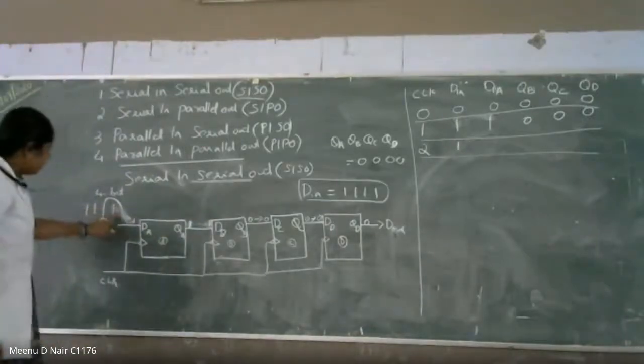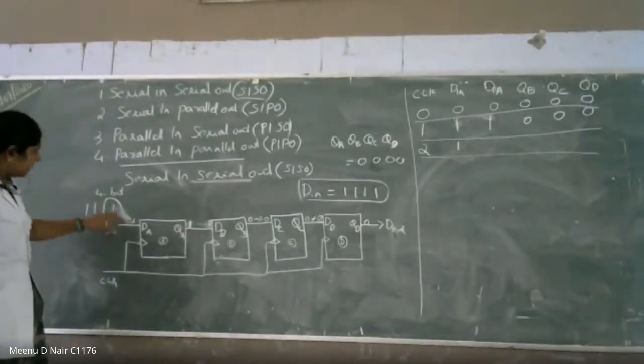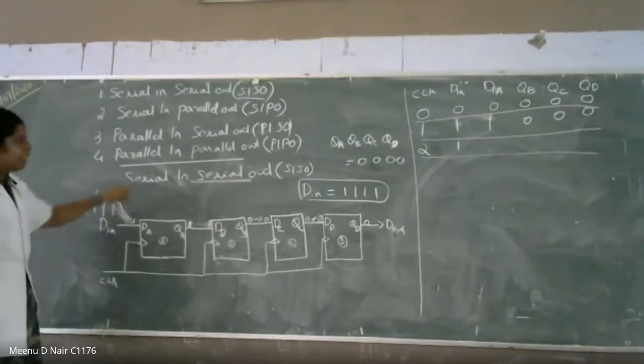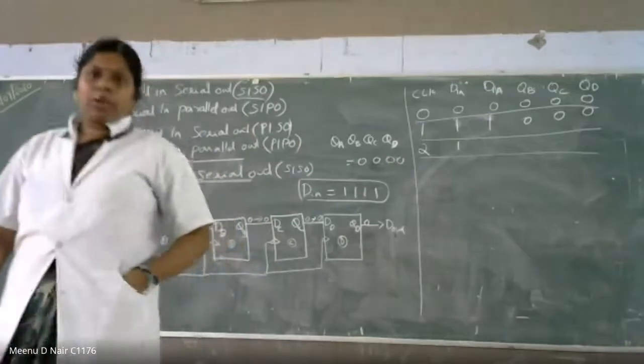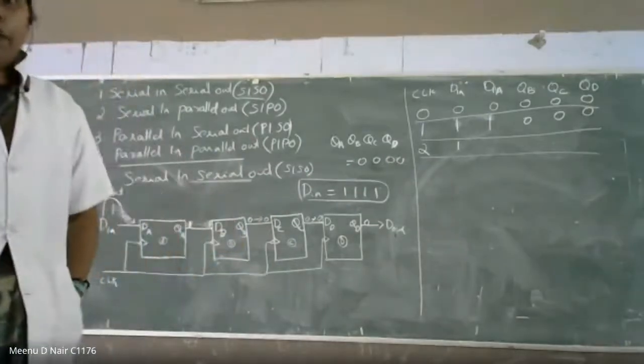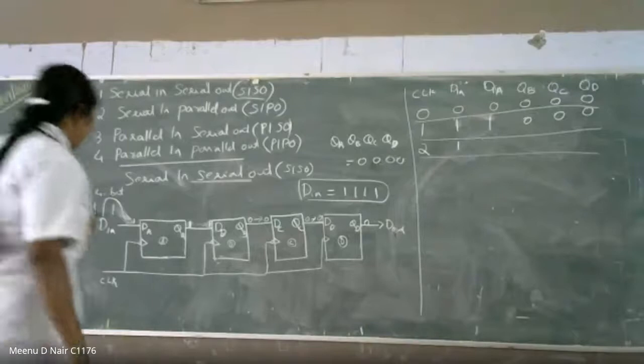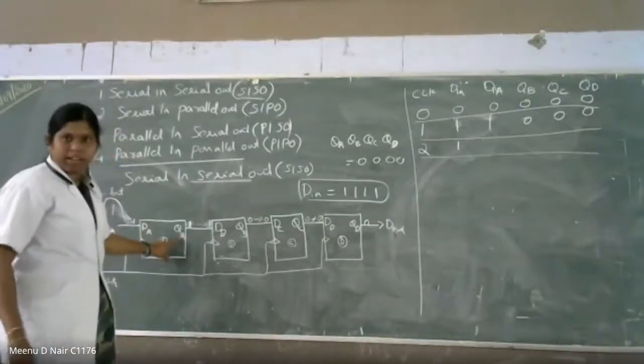Now this is the one. Okay, not this one. This is the one. The second one comes here. Then this is the second clock pulse. What about QA, QB, QC, QD? What is QA? Because this is 1, QA is 1, right?